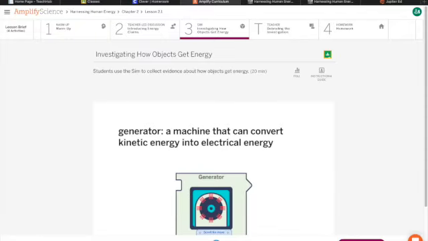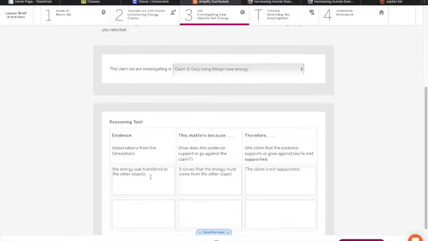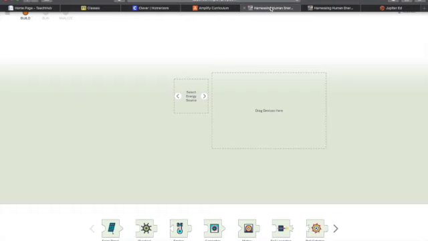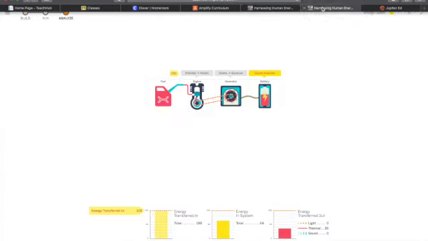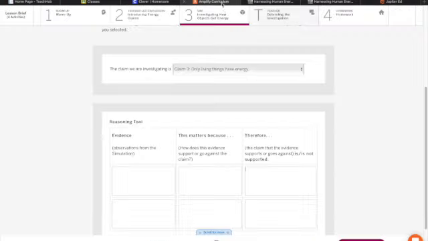All right. So again, a generator converts kinetic to electrical. And we were working on claim 3. The pieces I used here were fuel, engine, generator, and battery. None of these objects are living things. So my claim that only living things have energy is not being supported.